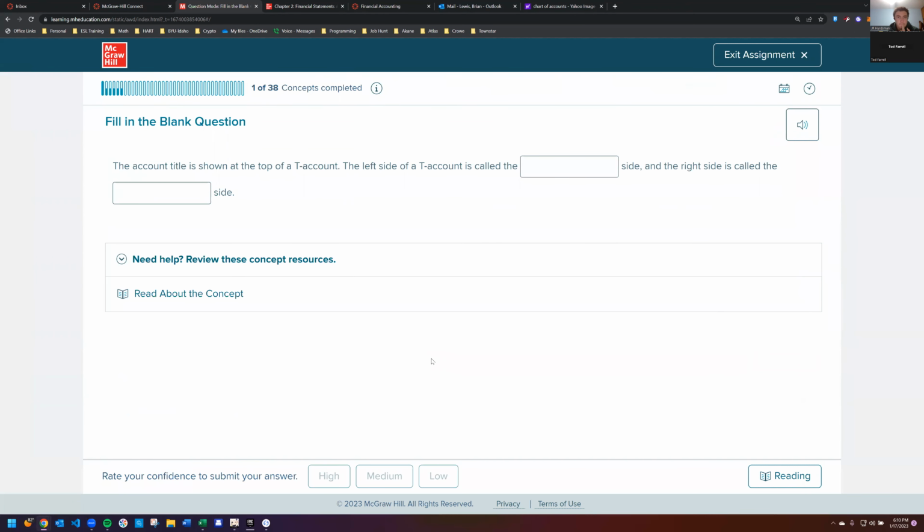Okay. The next one: the account title is shown at the top of a T account. The left side of a T account is called the debit side. And the right side is called the credit side.